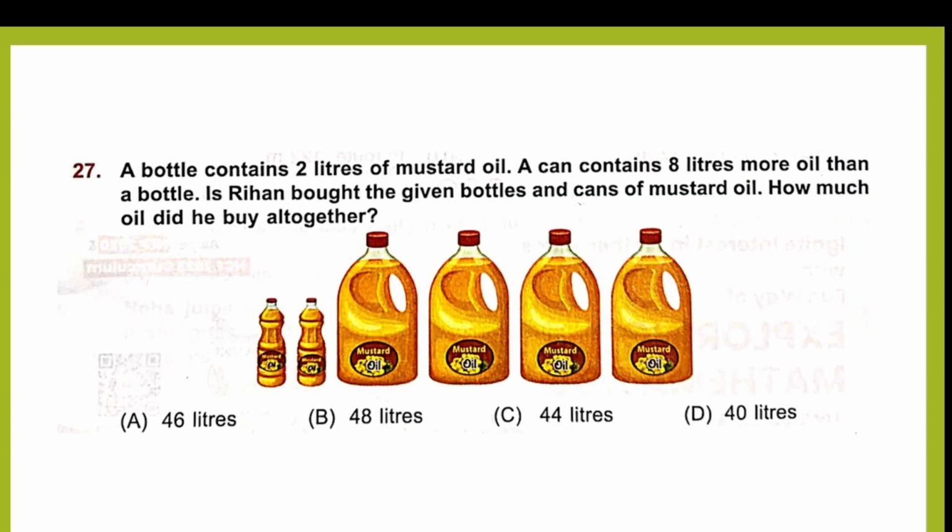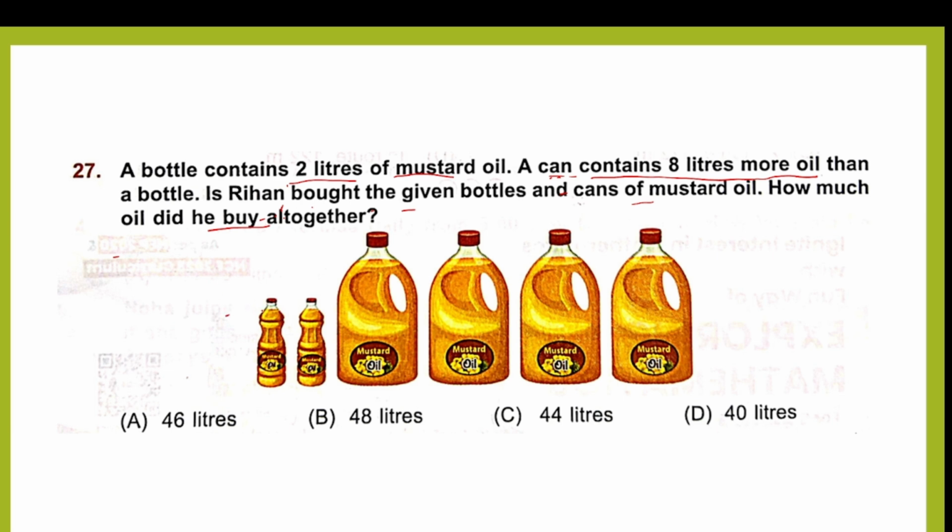Next question. A bottle contains 2 liters of mustard oil. A can contains 8 liters more oil than a bottle. So Rihan bought the given bottles and cans of mustard oil. How much oil did he buy altogether?